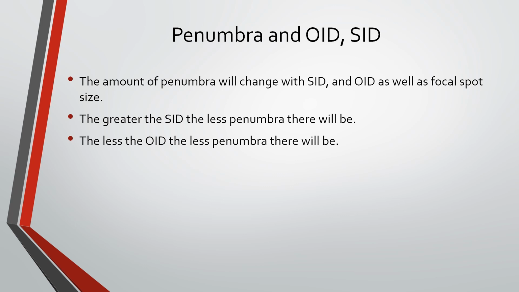So the closer the object is to the image, to the detector in our case, the less penumbra there will be, and the greater distance that's used, the less penumbra that there will be. Also, the smaller the focal spot, the less penumbra there will be.